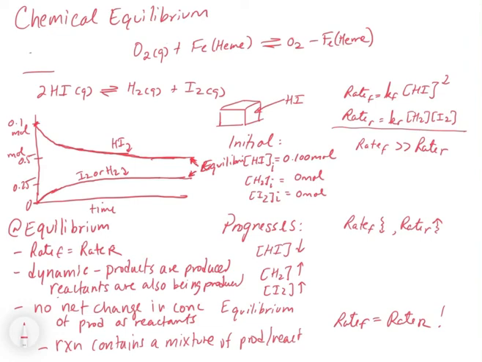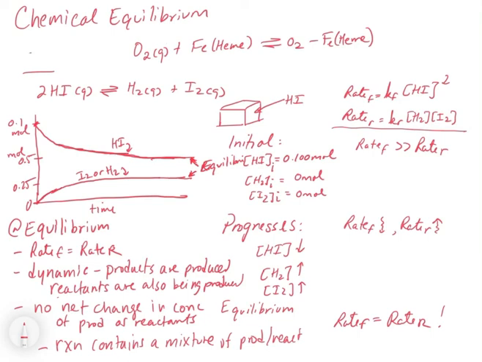So that's the idea with equilibrium. The rate of the forward is equal to the rate of the reverse. It's a dynamic process where products are being produced and reactants are also being produced. So the reaction is going in both directions. And because the rate of both directions is the same, you don't have anything winning out anymore. So there's no more net production of anything. The concentrations stay the same, although things are still going back and forth.